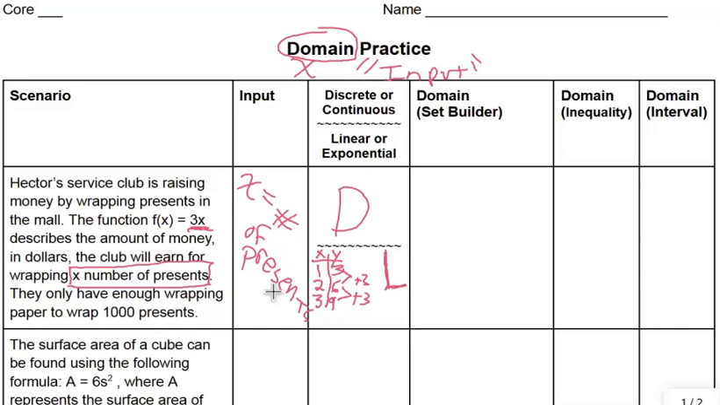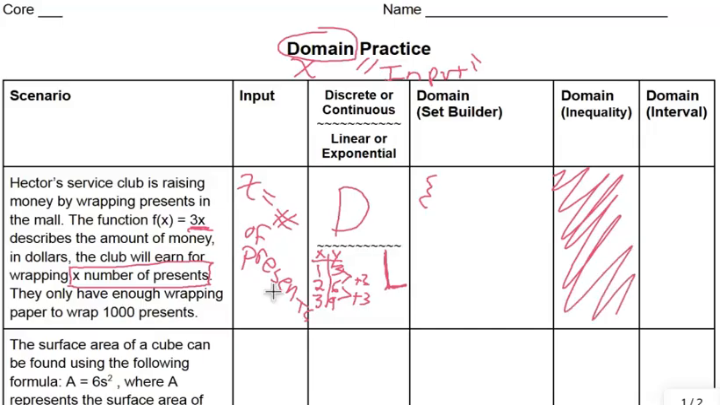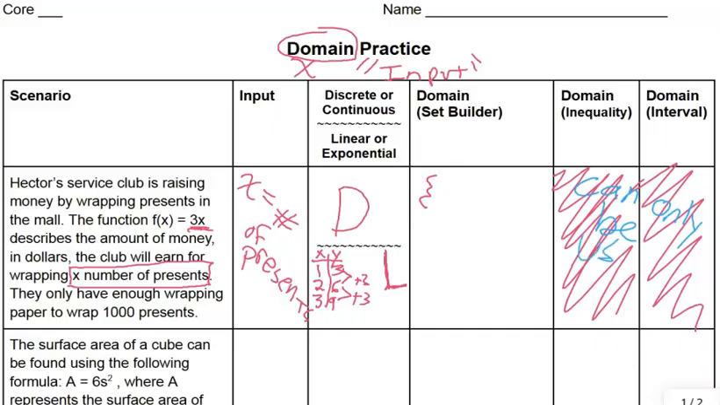Okay, so since we know it is discrete, the set notation is actually the only notation that I can use. And that's because these two can only be used for continuous, not for discrete.